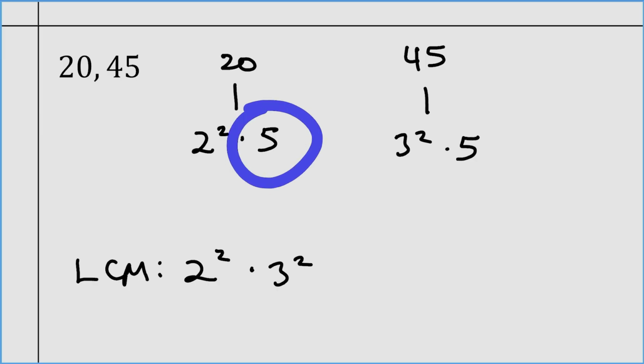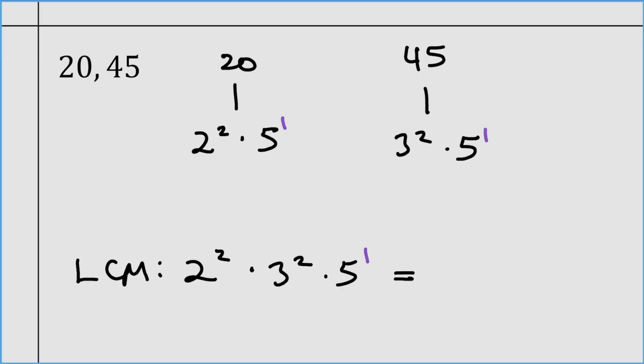And then we have two 5s, but you notice they both have a power of 1, so that's all we're going to use. We're not going to put down 5 squared. Be careful. I get it, there are two 5s and you may be tempted to put 5 squared, but no, you're only using the one that has the highest exponent, and they all have an exponent of 1. So that's all we're going to use.